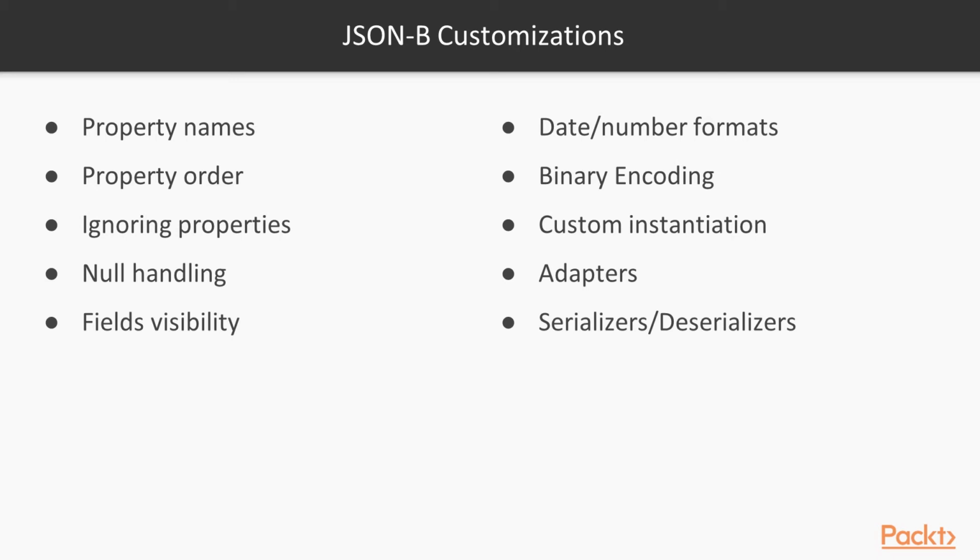We can customize property names, change the default properties order, make properties get ignored by the JSON-B engine, change the default way of processing null values, change the default visibility strategy, customize date, time, and number formats, choose different binary encodings, and use a different way of creating class instances other than the default no-argument constructor. JSON-B also supports advanced and very flexible customization mechanisms such as adapters and serializers, deserializers. In the next videos, we'll study all of these customizations.